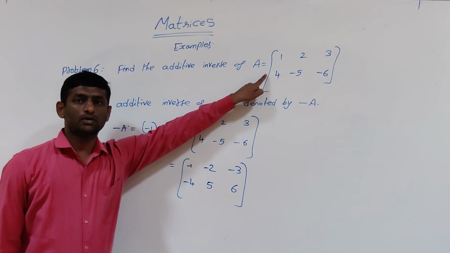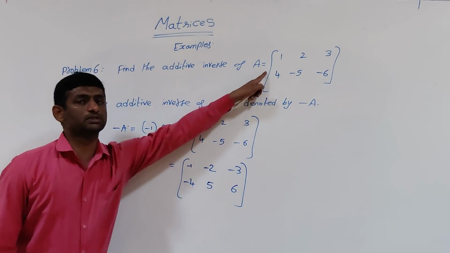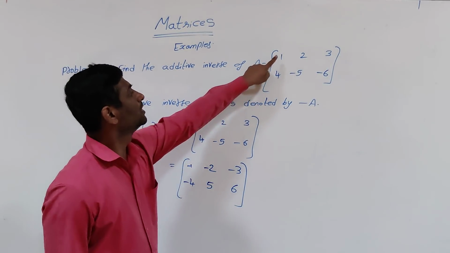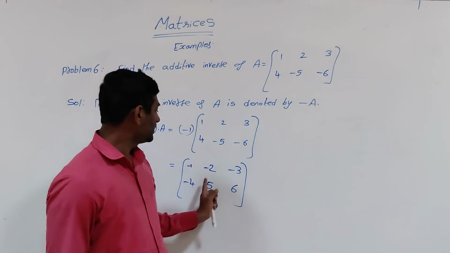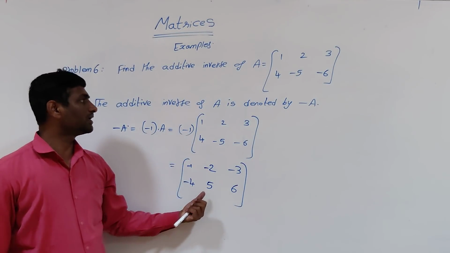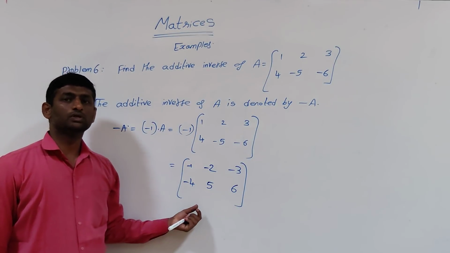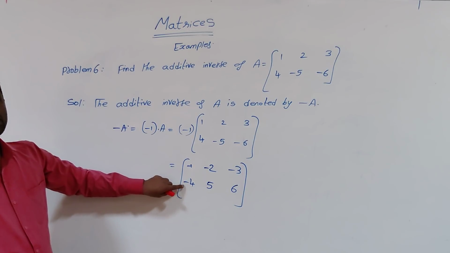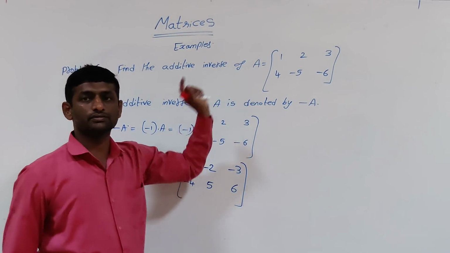Now, if you add these two matrices, what will you get? You will get a zero matrix. So if you check, 1 minus 1, 2 minus 2, 3 minus 3, 4 minus 4, minus 5 plus 5, minus 6 plus 6. So you will get a zero matrix. So we say this is the additive inverse of matrix A.